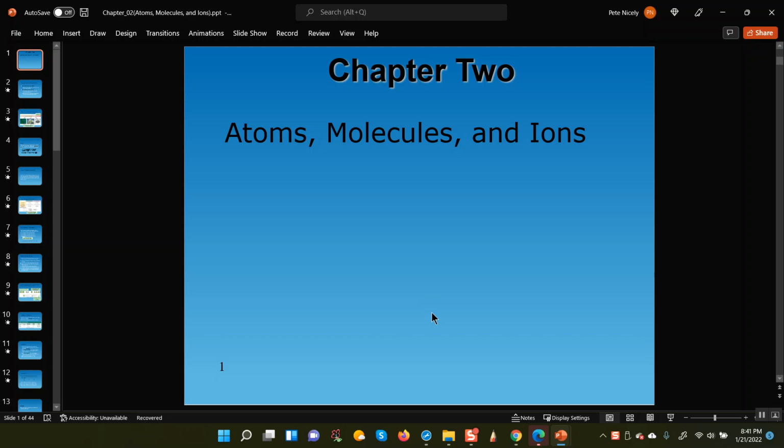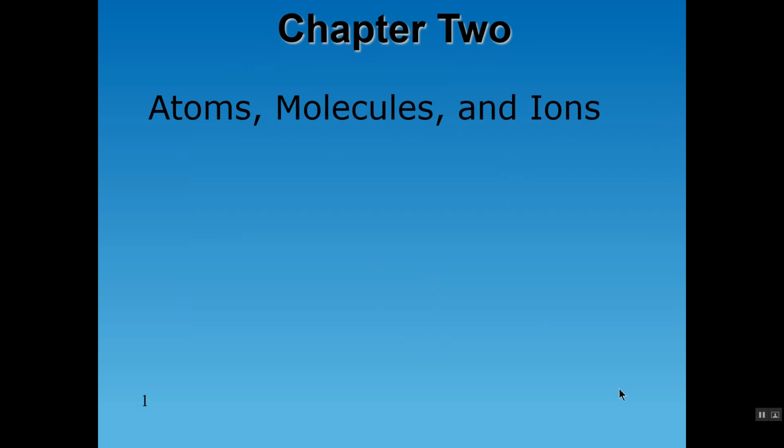Okay, so now we're going to start with chapter 2, which deals with, as you can see here on the screen, some concepts that you should have met before: atoms, molecules, and ions. You should have met these topics before, of course, in your introductory chemistry. So basically, this is a review for the most part. And as a result, I'm going to go through this rather quickly.